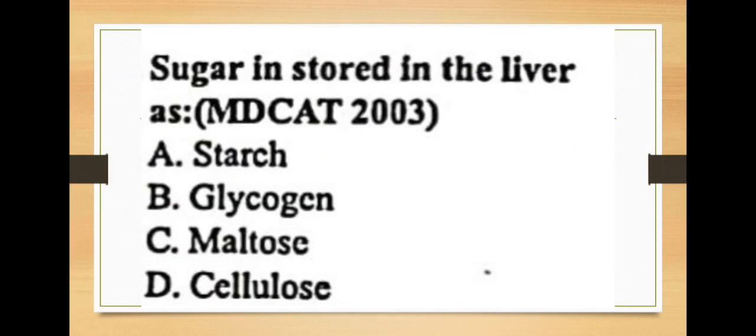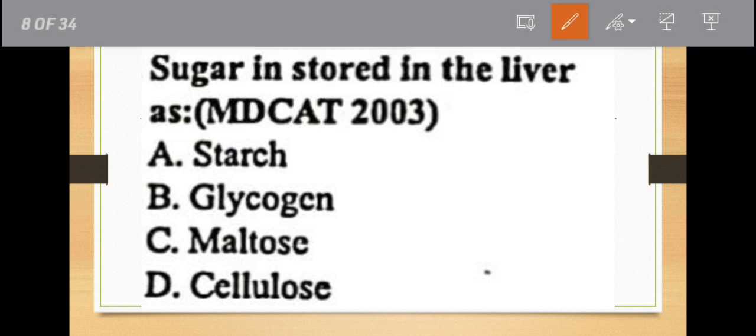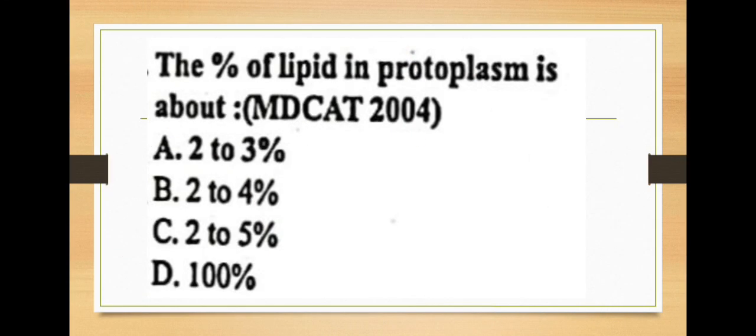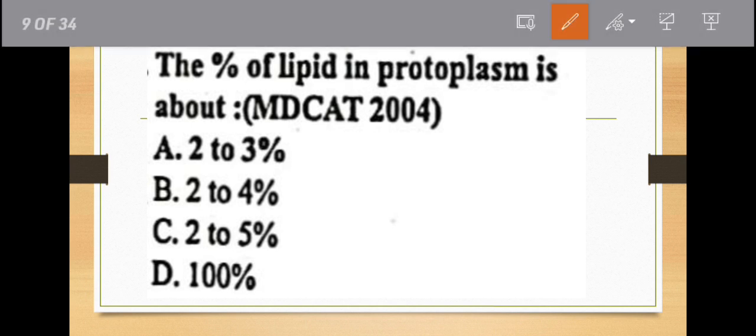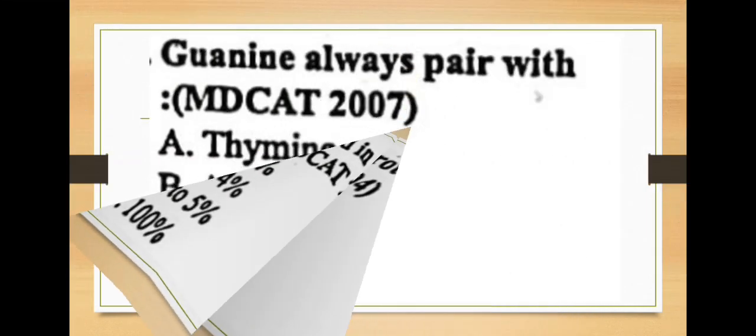Sugar is stored in the liver as, MDCAT 2003, A starch, B glycogen, C maltose, D cellulose. The sugar is stored in the liver in the form of glycogen. The percentage of lipid in the protoplasm is about, MDCAT 2004, A 2 to 3%, B 2 to 4%, C 2 to 5%, D 100%. The percentage of lipid in the protoplasm is 2 to 3%. The option is the correct.